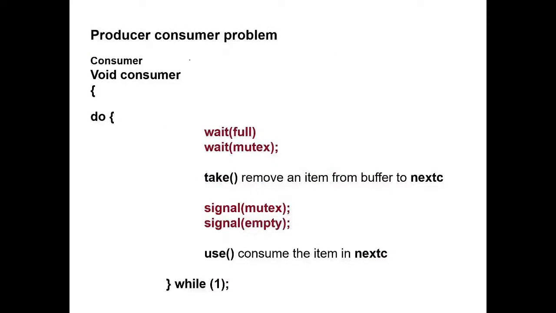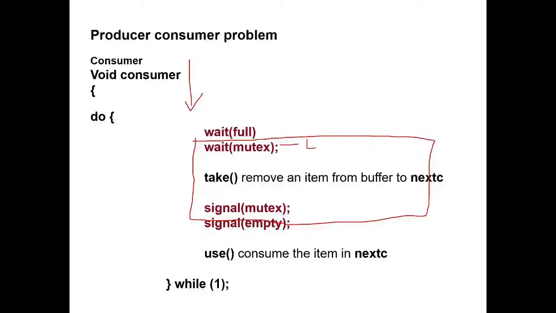Now suppose the consumer wants to consume. For the consumer, this part is treated as a critical section with locking and unlocking. This is going to lock and this is going to unlock. The consumer executes the wait operation. The wait operation is always used to decrement. So the full value earlier was 2. Now after decrementing it is going to become 1, meaning one item is going to be consumed by the consumer. So the consumer enters into the critical section. Earlier the mutex value was 1. Now after decrementing it becomes 0.